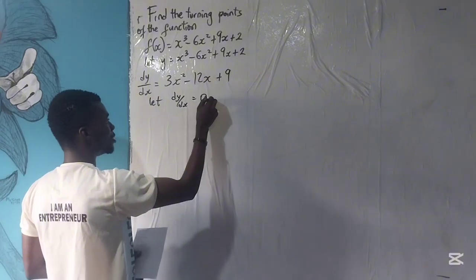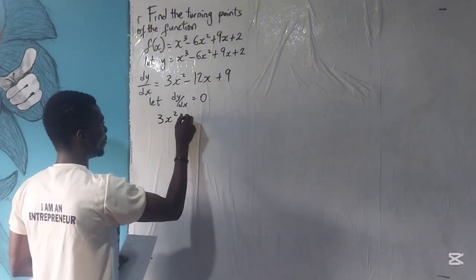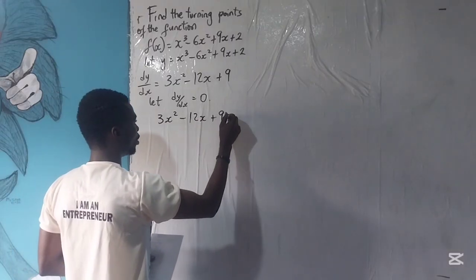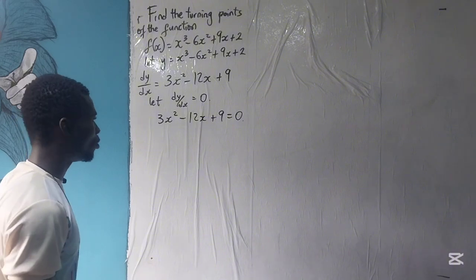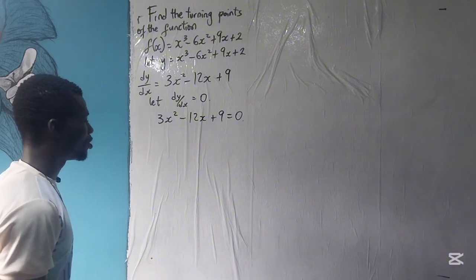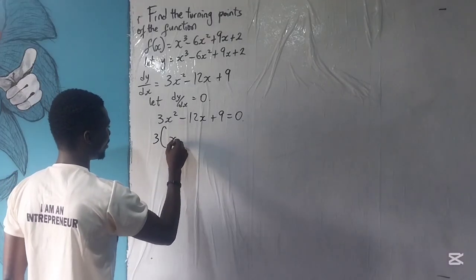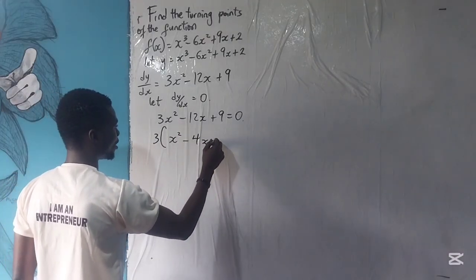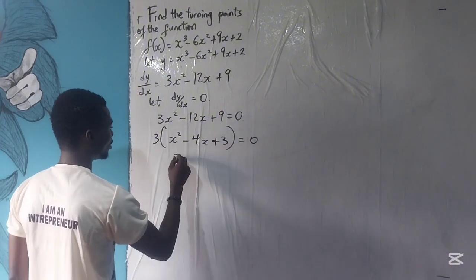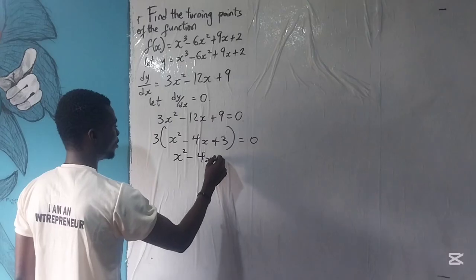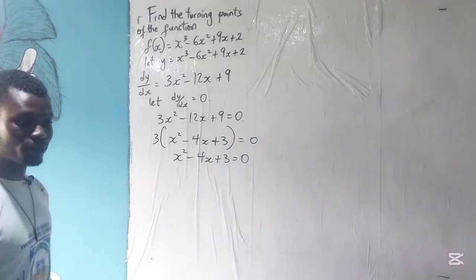So the first derivative will be 0, so that we can get two values for x. That means 3x² - 12x + 9 = 0. Now, for me to factorize this, I can see something is common instead of using big numbers. 3 is common. If I factorize out 3, I have x² - 4x + 3 equals 0. If I divide both sides by 3, that means I have x² - 4x + 3 = 0. So I can get my x from here now.